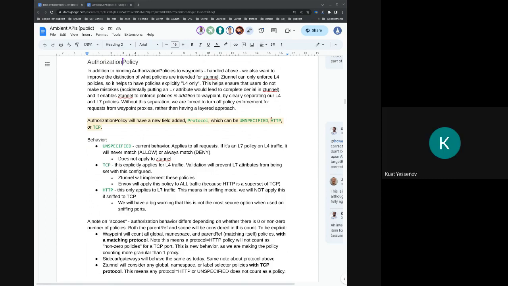Can I ask a more general question? Why is sniffing an L7 function? I mean, you sniff at L4, not L7. So should we just move it to ztunnel and make sure that the API doesn't force sniffing to happen at waypoint?